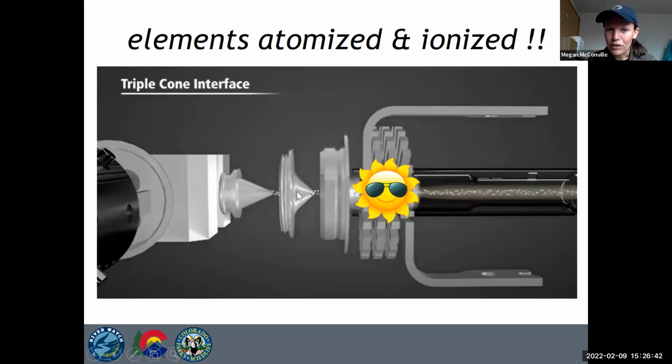They then make their way through this triple cone design, the idea being to avoid interferences, to get rid of, you know, sediment that comes along with your sample, right? I know each one of you have sent me a bottle that is very full of sediment and one that's not. And so we're trying to decrease those interferences and not let them reach this really expensive and high precision detector.